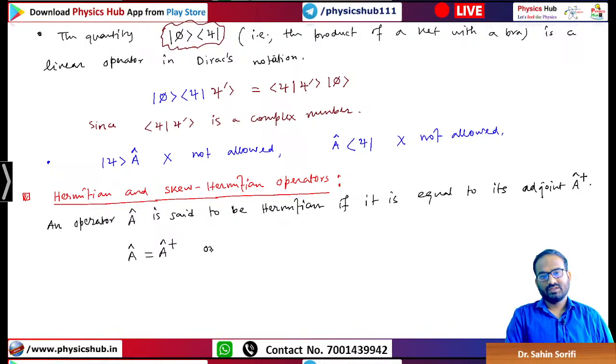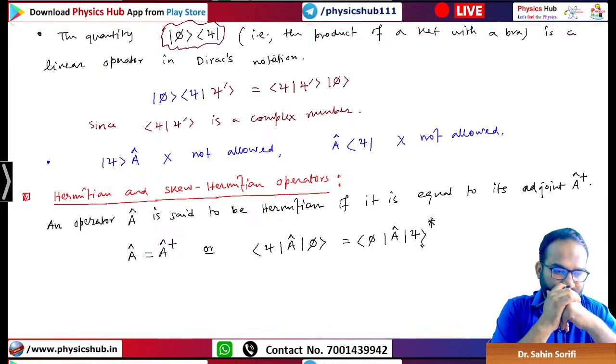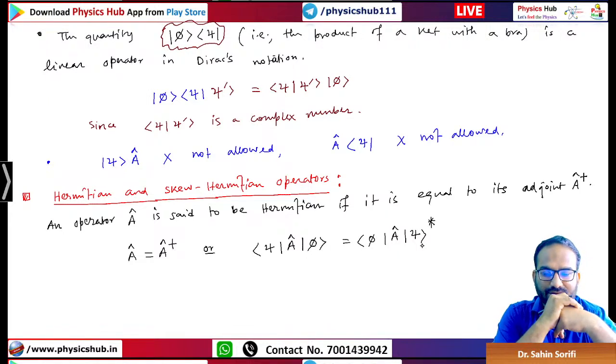Or, with respect to a wave function, if you write the expectation of this operator, it is psi A phi, and this equals phi A psi, star. This is the meaning of A equals A dagger.